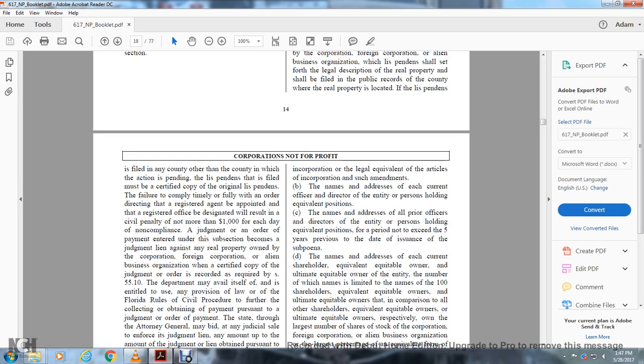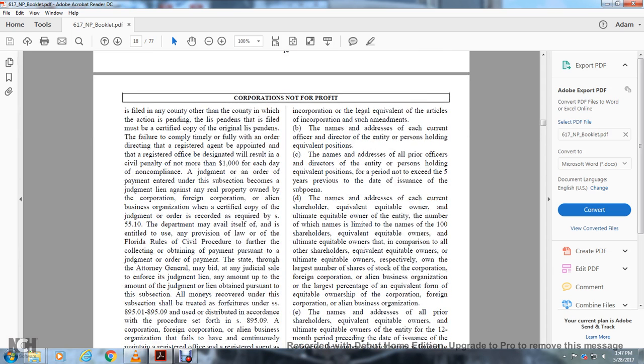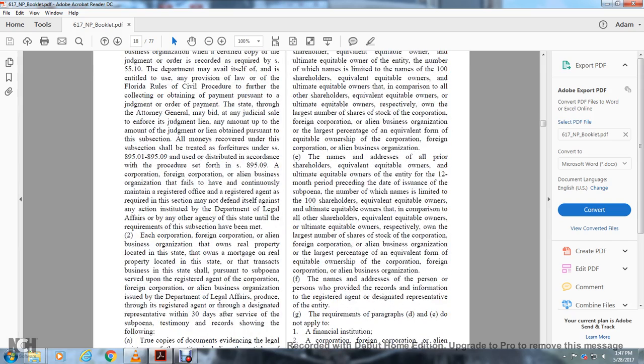Also required are the name and address of all prior officers or directors of the entity, or persons holding the equivalent position, for a period not exceeding 5 years previous to the date of issuance of the subpoena, and the name and address of each shareholder, equivalent equitable owner, or ultimate equitable owner of the entity, the number of names being limited to 100 shareholders, equivalent equitable owners, or ultimate equitable owners who, in comparison to all others, own the largest number of shares of stock or the largest percent of the equitable ownership of the corporation, foreign corporation, or alien business organization.